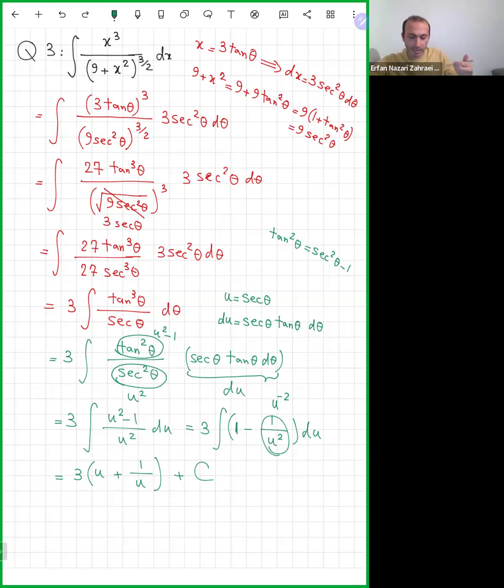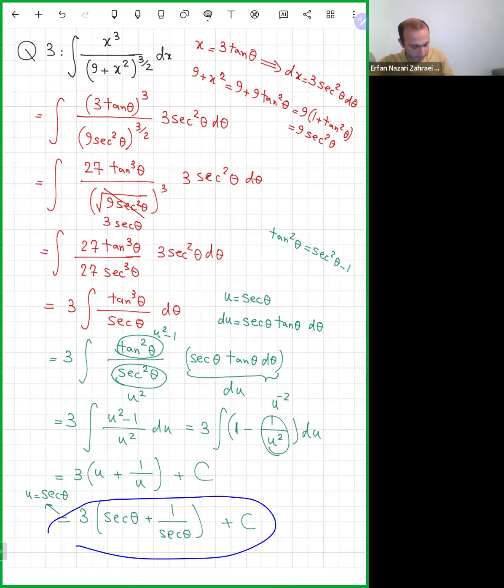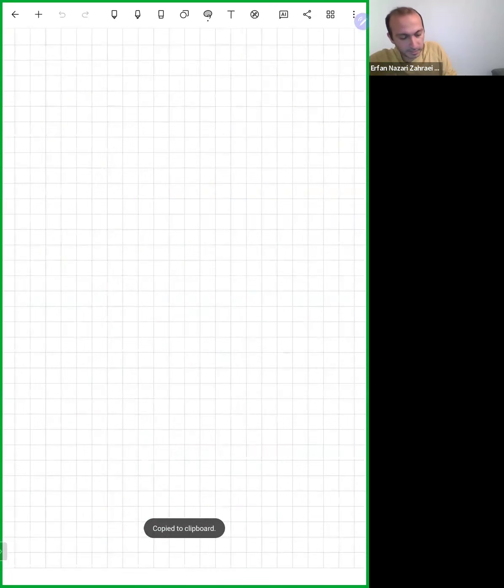So I need to replace, I did two substitutions. This is one of them, this is another one. I need to replace them back. So first I need to replace this u in terms of theta. I have that u is secant theta. So this means that I have secant theta plus 1 over secant theta plus c. Let me continue this computation on the next page.